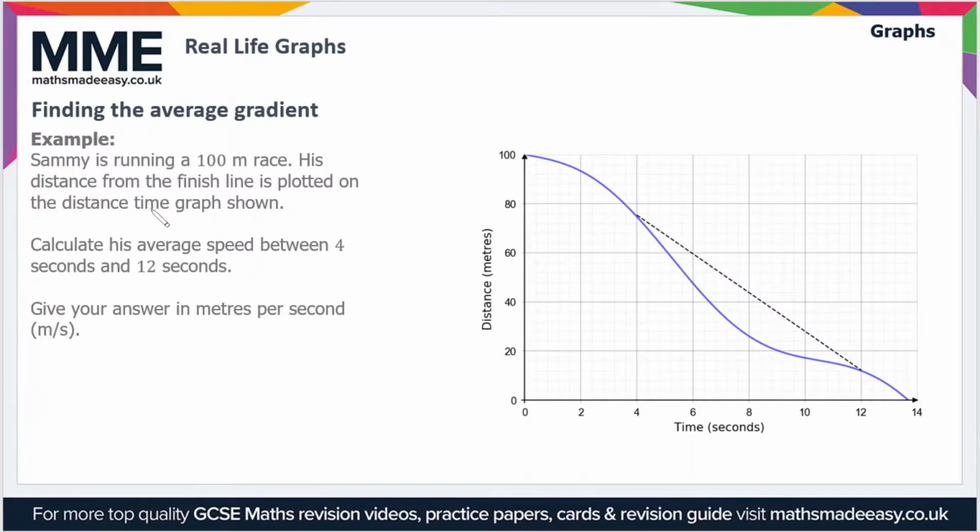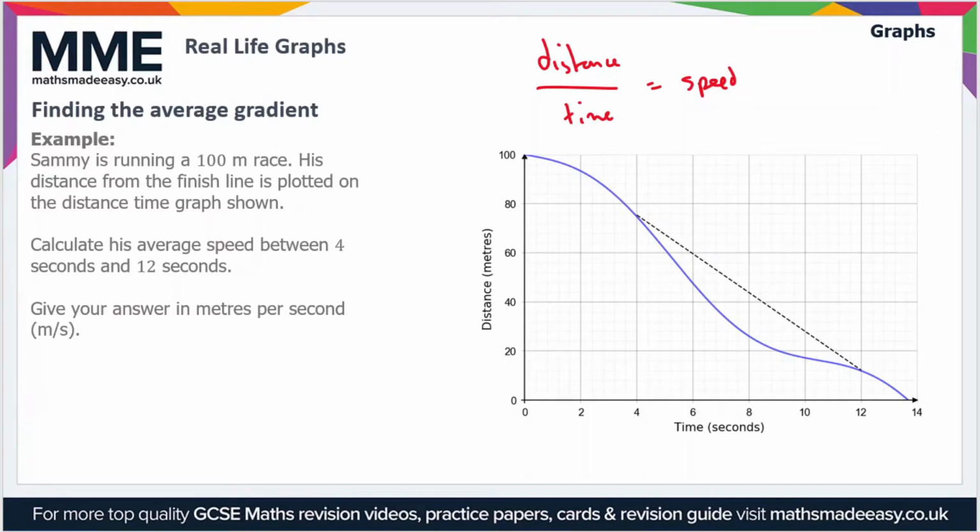So the first example then: Sammy is running a 100 metre race. His distance from the finish line is plotted on the distance time graph shown. Calculate his average speed between 4 seconds and 12 seconds, give your answer in metres per second. Well, when we've got distance on the y-axis and time on the x-axis, the gradient, distance divided by time, will be the speed. So, to find the speed between 4 seconds and 12 seconds, we need to find the gradient at that point. And the line is curved, so all we've done is draw a straight line between those points on the graph to find the average in that time span.